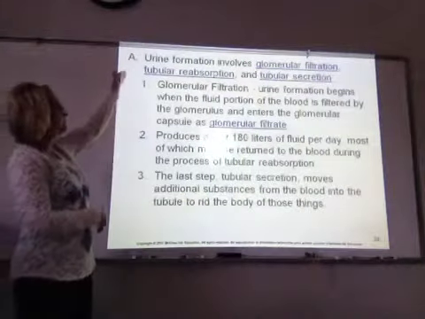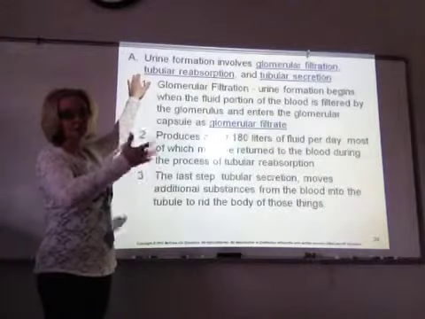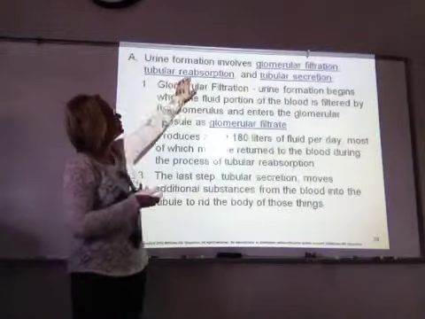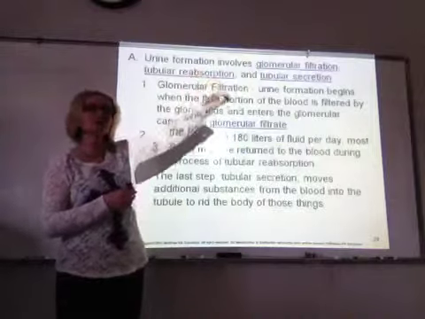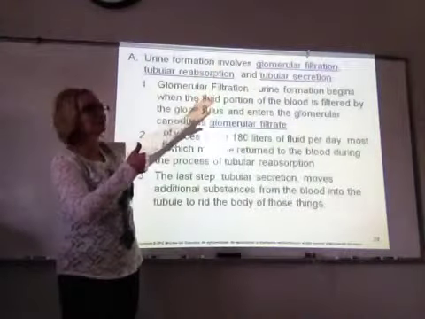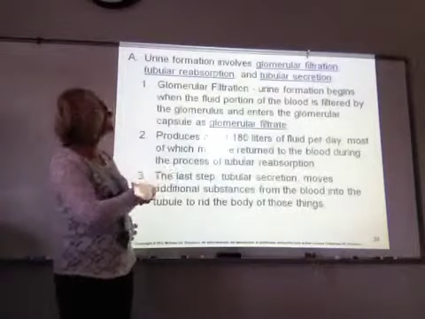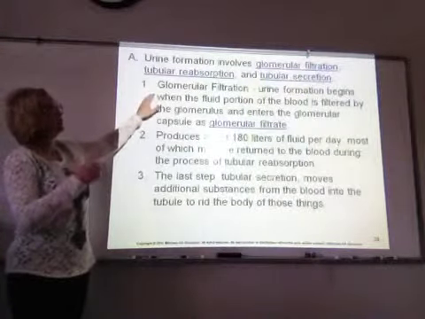So urine formation involves glomerular filtration, tubular reabsorption, and then tubular secretion. So we're going to filter, we're going to reabsorb stuff, and then we're going to secrete stuff. So glomerular filtration is the first step.